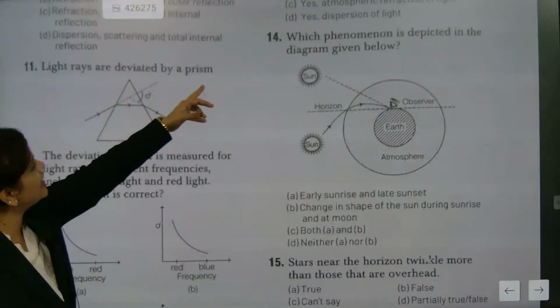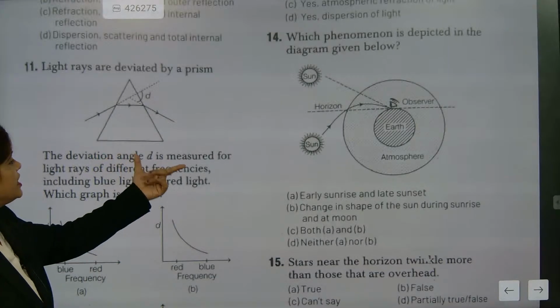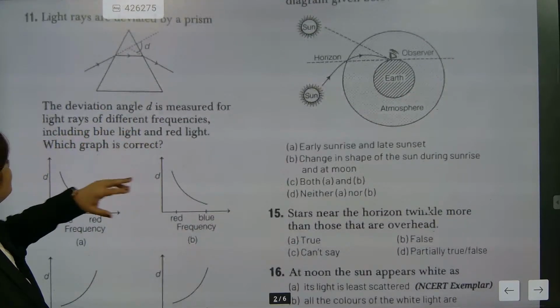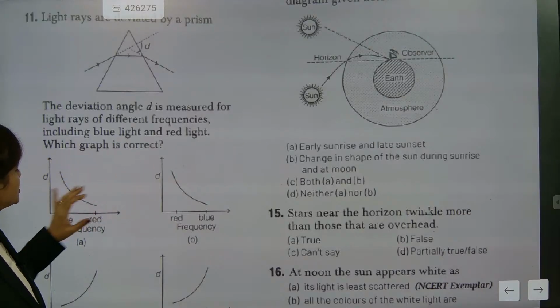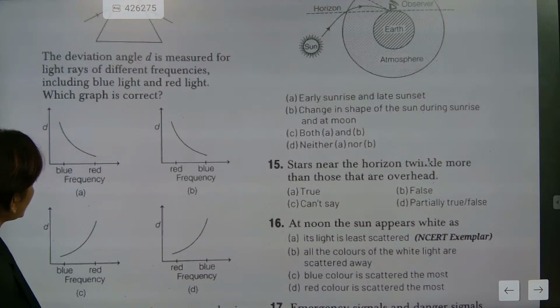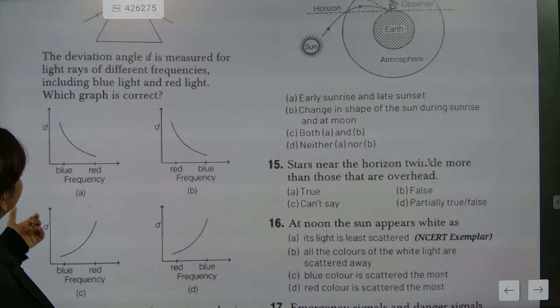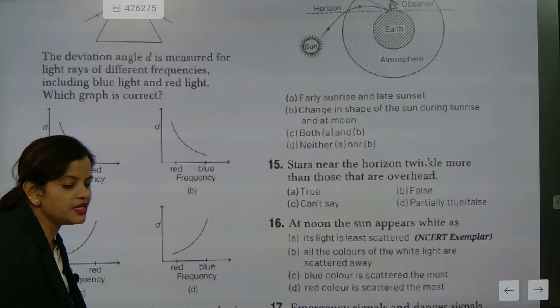Light rays are deviated by a prism. Okay, good. The deviation angle D is measured for light rays of different frequency, including blue light and red light. Which graph is correct? Wow, this is seriously an insane question. Angle of deviation, which one is going to be correct? They are asking about frequency. Can you check deviation and frequency? Think about deviation and frequency.